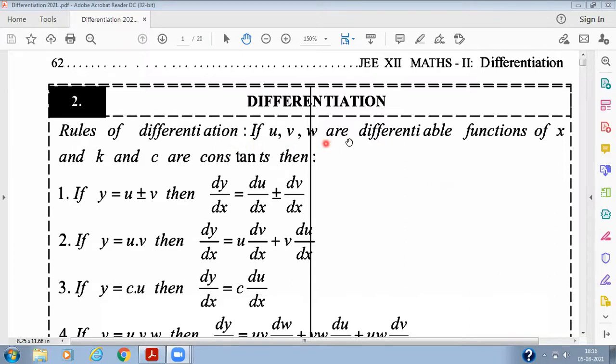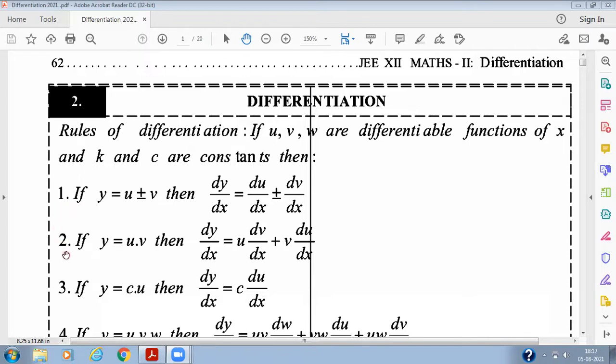If u, v and w are differentiable functions of x and k and c are constants, then what does the first rule say? If y is equal to u plus minus v, then dy by dx is equal to du by dx plus or minus dv by dx. So the first rule is for the sum and the difference.